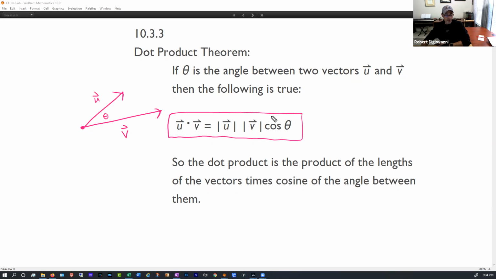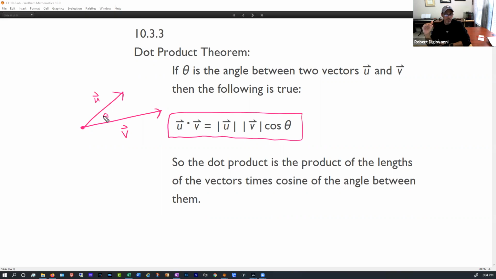Now, this theorem, this formula comes from pre-cal. You can do this by setting up a law of cosines on a triangle. And the book actually does go through the proof of this. I'm not going to go through the proof, but it can be proven with relative ease that this is true. Now, it's a major result though.